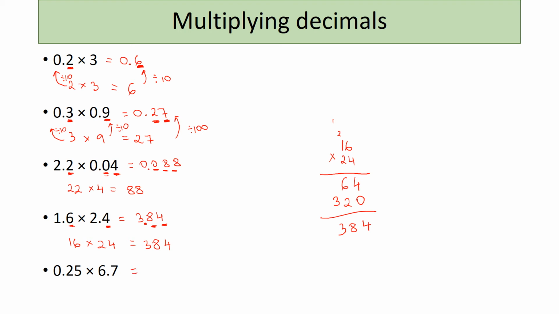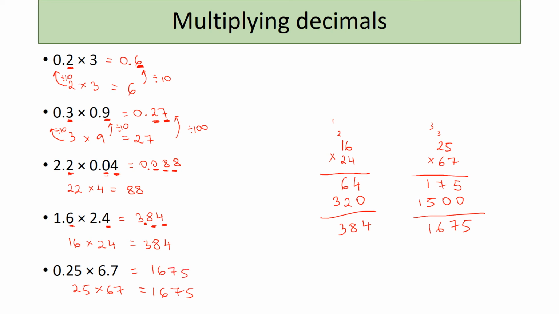In the last question, we've got 25 times 67. Again, let's use long method to calculate this. 7 times 5 is 35, carry the 3. 7 times 2 is 14, plus 3, that is 17. 6 times 5 is 30, carry the 3. 6 times 2 is 12, plus 3, that is 15. So the answer is 1675.